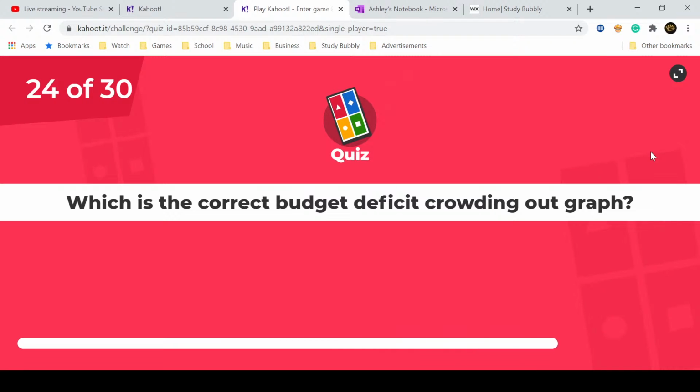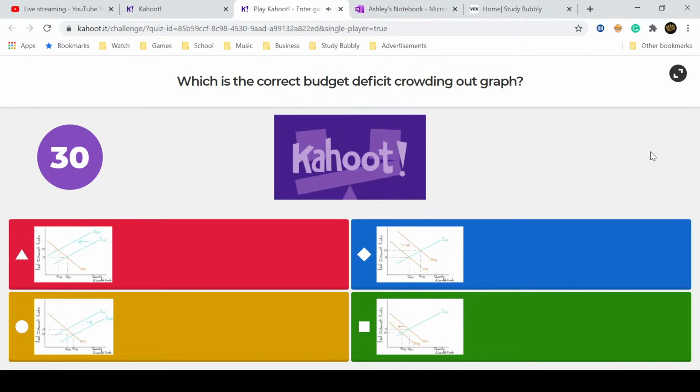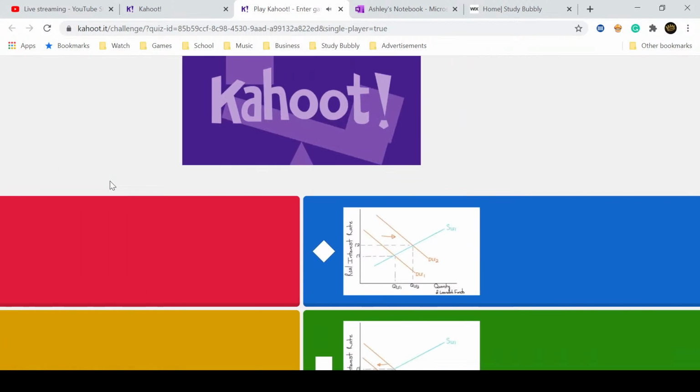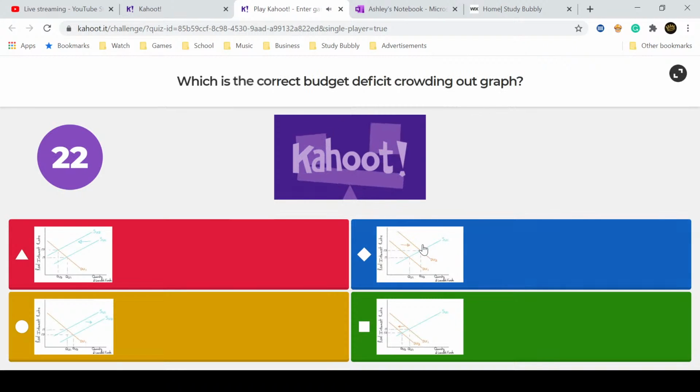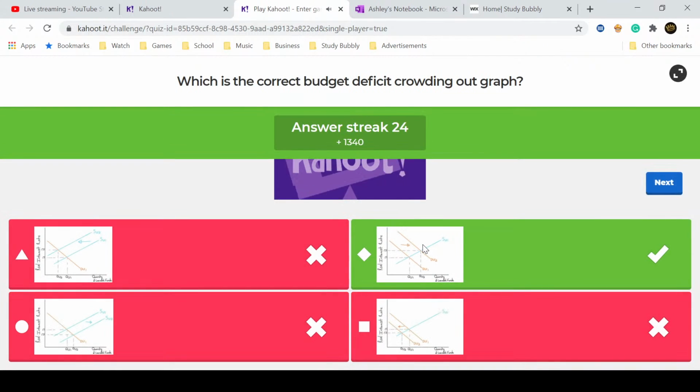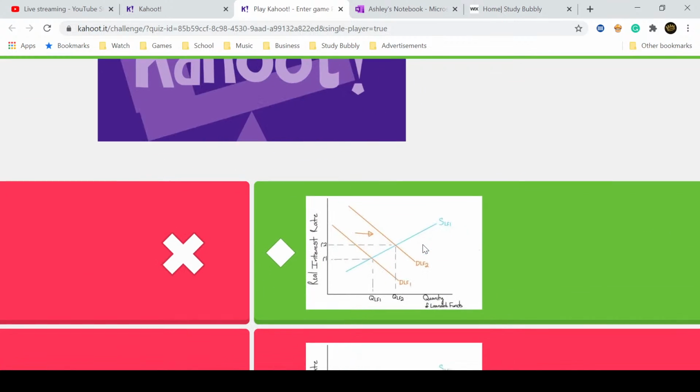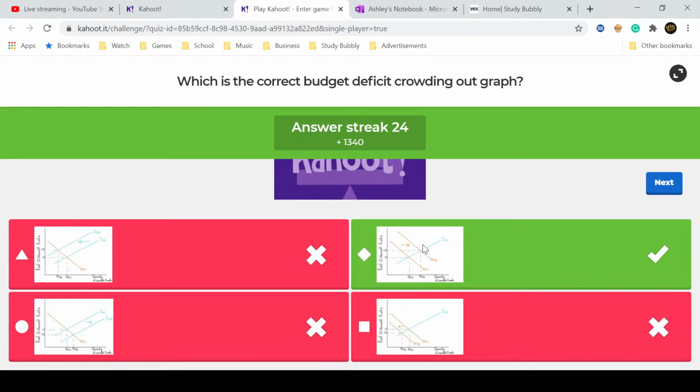24, what is the correct budget deficit crowding out graph? These are really small if you look at it. I don't know if that helped, but it would be this one. So budget deficit in a crowding out is basically when the government borrows money to pay for expansionary policies, because they need to get that money from somewhere if they want to spend money into the economy. So in the loanable funds graph, they would be borrowing from the loanable funds, which increases demand because they're borrowing.